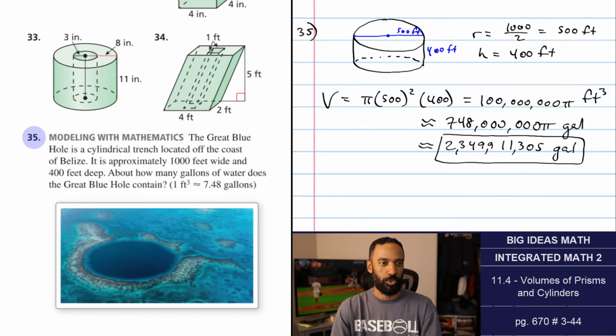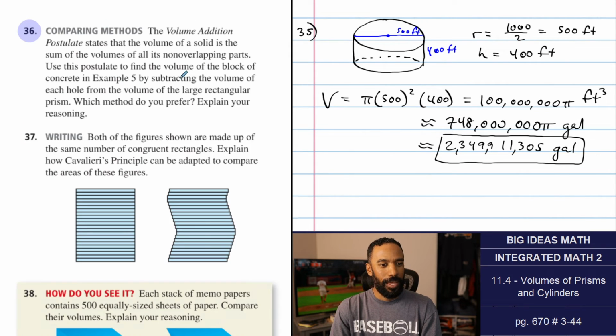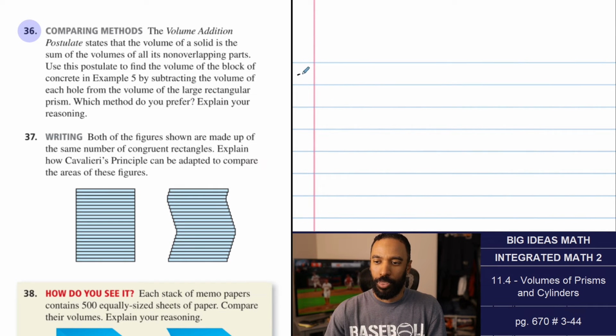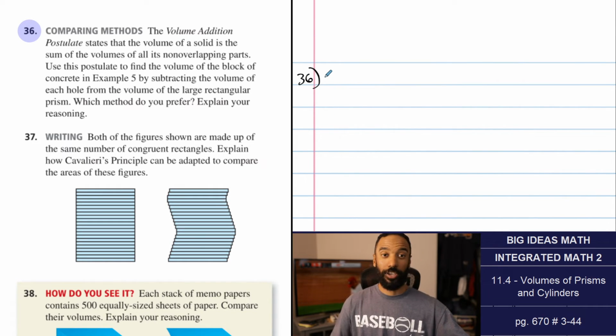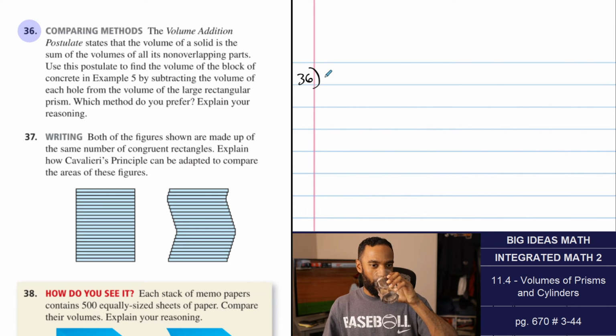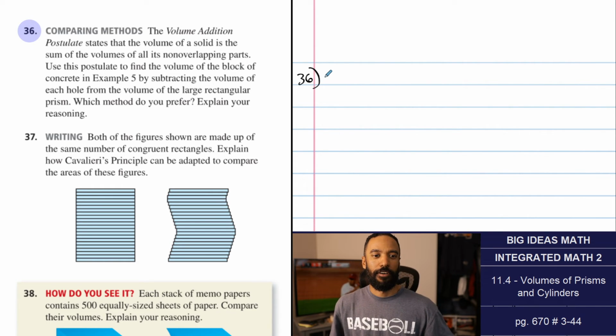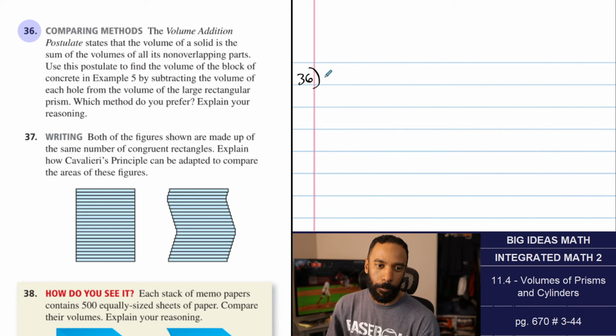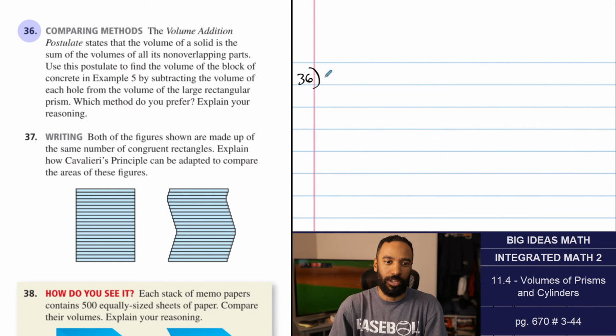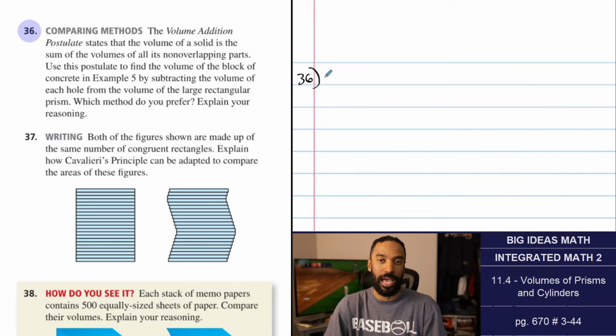Obviously, they probably got the factual numbers and then kind of worked everything out, but isn't math great? Okay, number 36. I'll get the answer, I'm just going to look it up. Number 36, the volume addition postulate states the volume of a solid is the sum of the volumes of all its non-overlapping parts. Agreed. We just did that literally for like problems 31 and 32 or whichever ones. Use this postulate to find the volume of the block of concrete in example 5 by subtracting the volume of each hole from the volume of the large rectangular prism. Which method do you prefer?